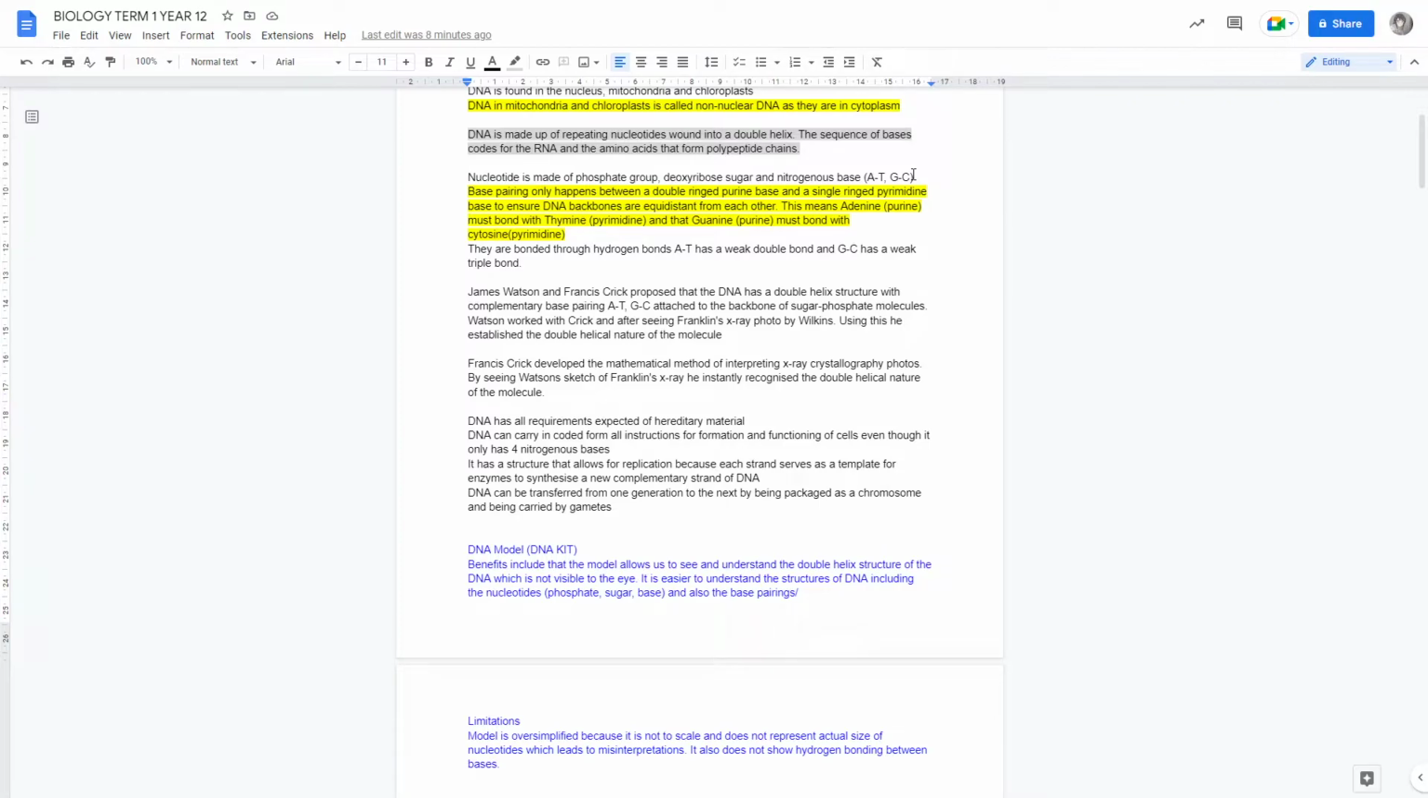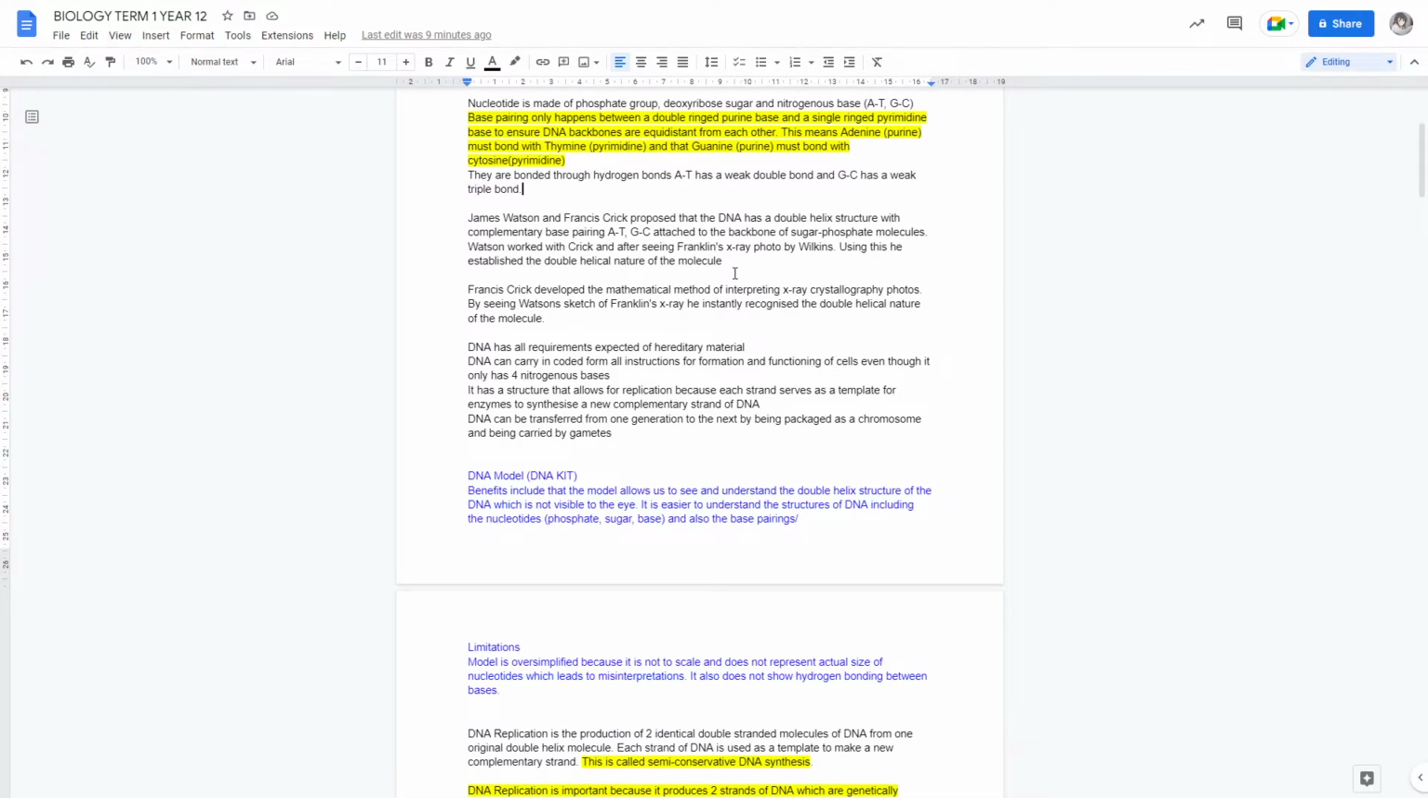This is so that the DNA backbones are equidistant from each other, which means that they remain the same distance away from each other. This is obviously important. They bond with 3 hydrogen bonds. AT has a weak double bond, and GC has a weak triple bond. Now, we need to move on from this.